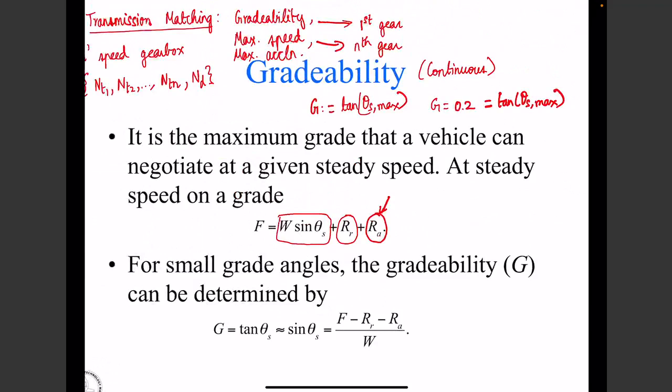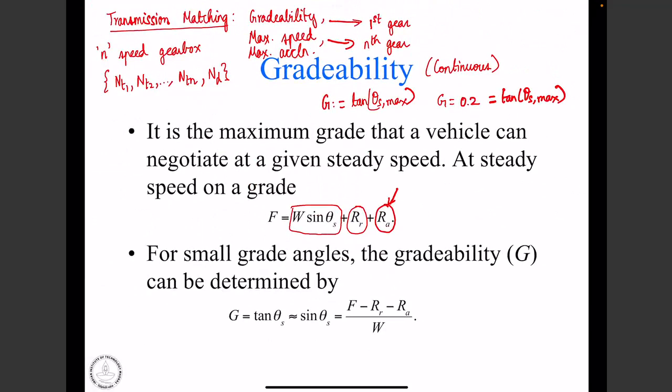So the main force is going to be this. Okay, W sin theta is going to be the primary force that we need to be interested in. And for small grade angles, typically tan theta s is approximately equal to sin theta s. So we have this equation where gradability is equal to F minus RR minus RA divided by W. Okay, so this is a pretty straightforward equation that we can get. Okay, so that is gradability.